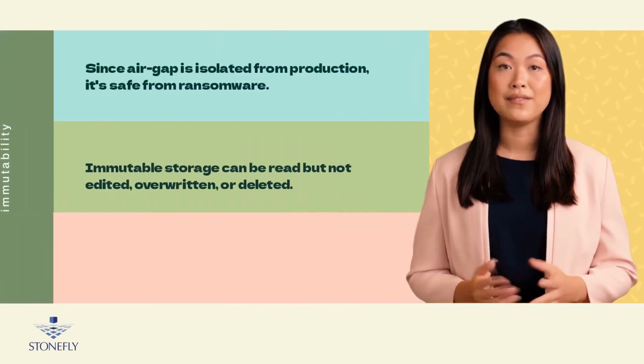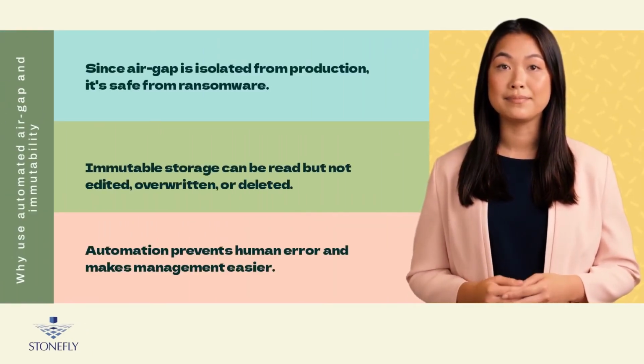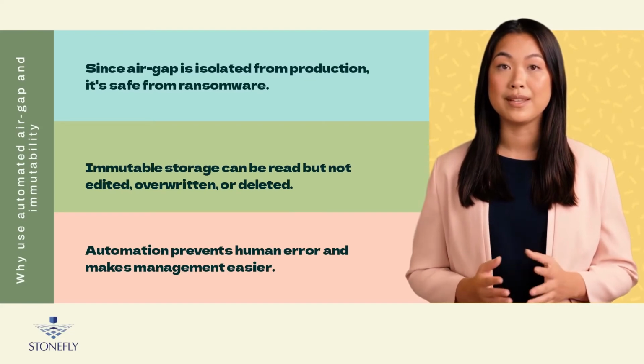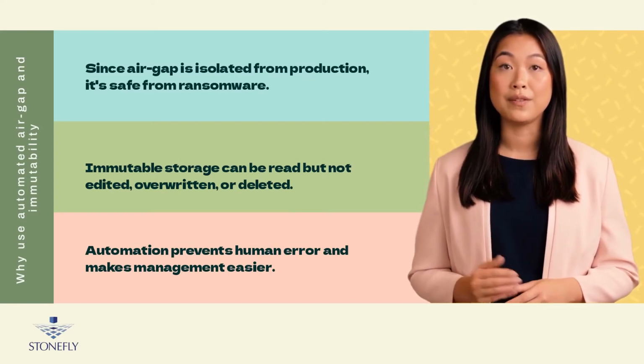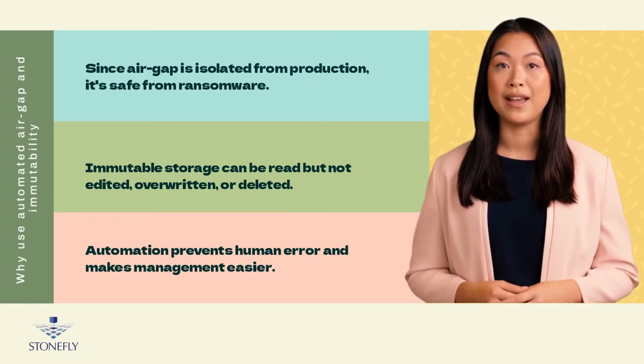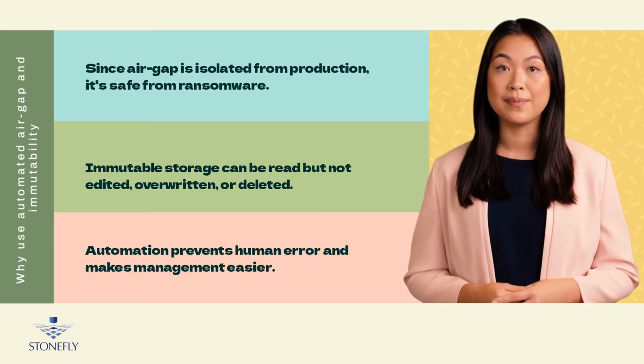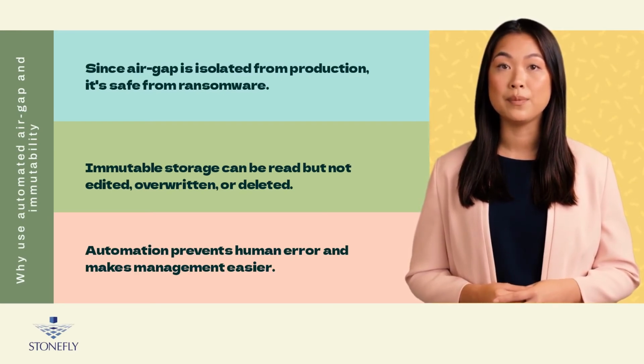Ransomware attacks infect connected devices. Since air gap repositories are isolated, the data stored in them is safe. Similarly, since immutable storage is read-only and cannot be modified or deleted, it makes sure that ransomware cannot encrypt data either. Automation makes ransomware protection reliable, reduces management overhead, and prevents human error.